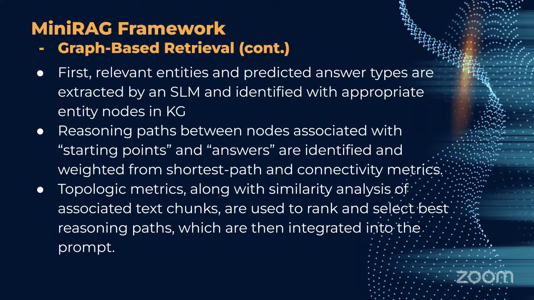Those metrics, which are topologic in nature, basically graph metrics, are then combined with cosine similarity analysis performed on the actual text information from the chunk nodes associated with all of those entities and the different candidate reasoning paths. That is collectively used to rank the different reasoning paths and contextual information of the text chunks, and finally to select either your topmost reasoning path or at least the K top reasoning paths.